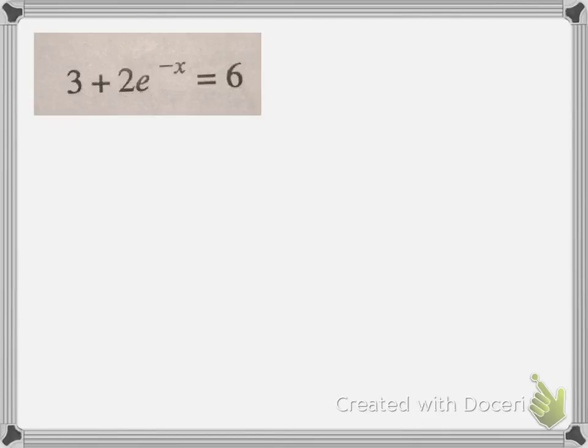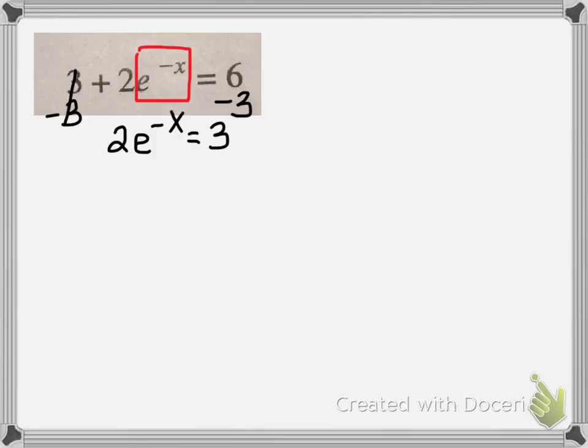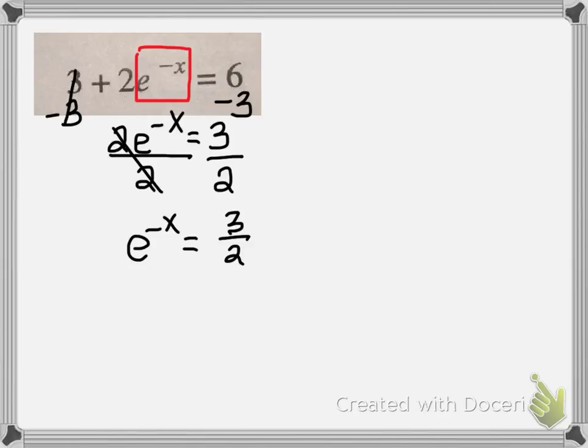So we're going to basically from there, we want to get e raised to negative x by itself. So the process behind that is we are going to subtract 3. So that leaves me 2e raised to negative x equals 3. I'm going to divide by 2. So I have e raised to negative x is 3 over 2, or 1.5, however you choose to do it. So at this point, we've gotten the b raised to cx by itself.